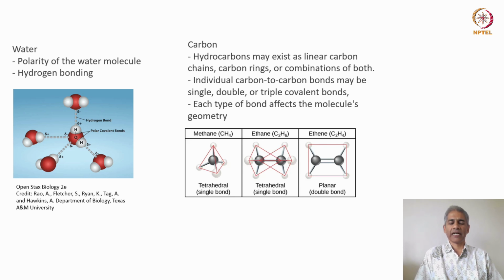And this becomes important within our body when hydrogen bonding plays a major role in deciding the stability of our molecules. Then looking at carbon, the most important form of carbon we need to examine is hydrocarbons. And hydrocarbons are molecules made up of hydrogen and carbon, and they can exist as linear chains or as carbon rings or combinations of both. And carbon-carbon bonds can be single, double, or triple.